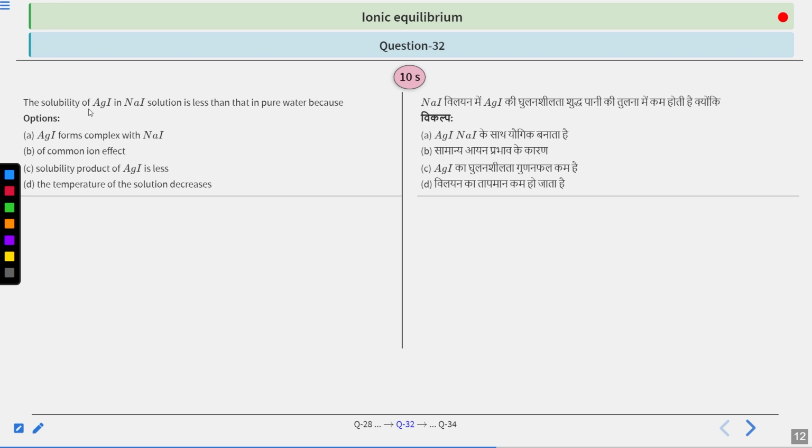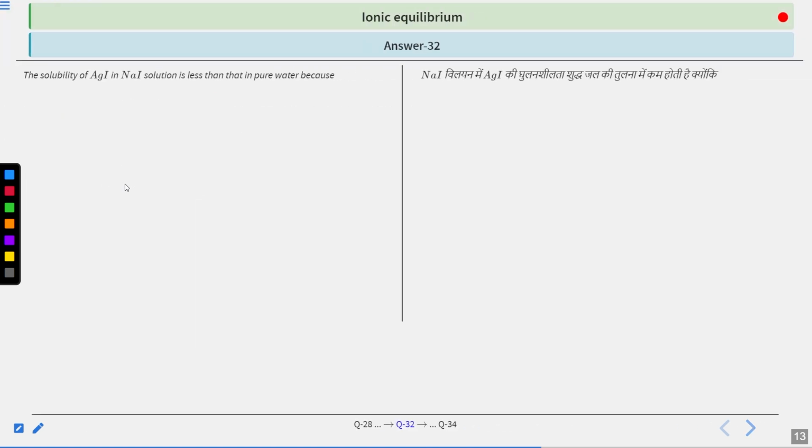Next question. The solubility of AgI in NaI solution is less than in pure water because, options are A, AgI forms complexes with NaI, B, of common ion effect, C, solubility product of AgI is less, and D, the temperature of the solution decreases. Your time to solve this question starts now. The time is up. In this question, we are told that AgI is less soluble in the NaI solution in comparison to pure water. You have to say what the reason is.